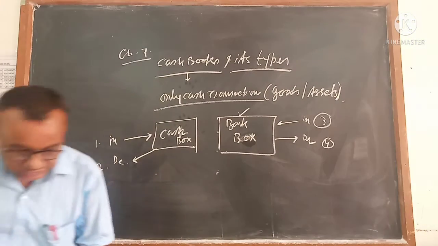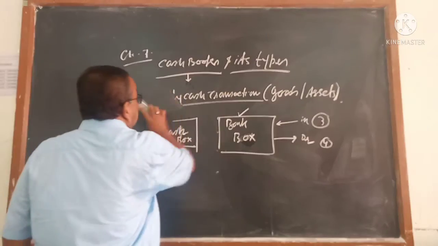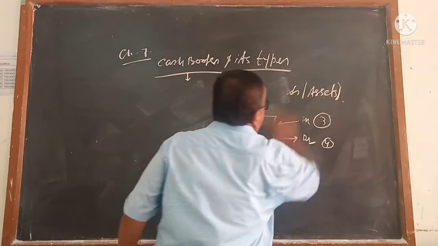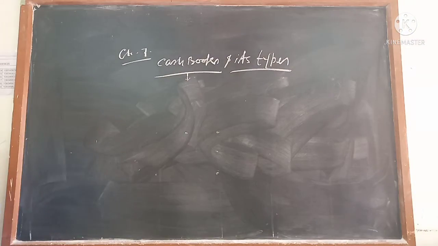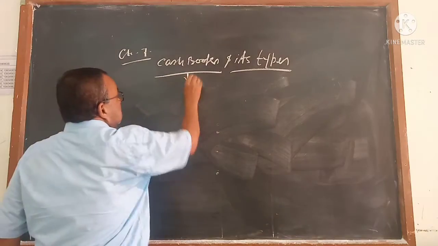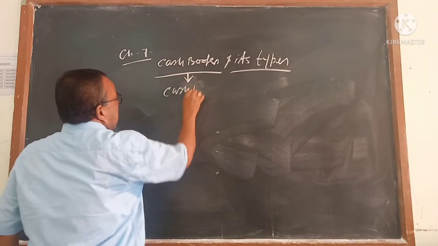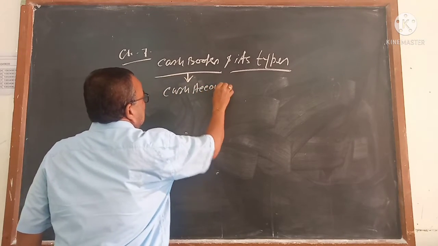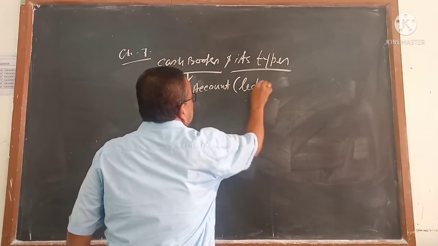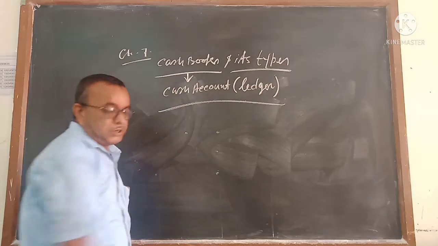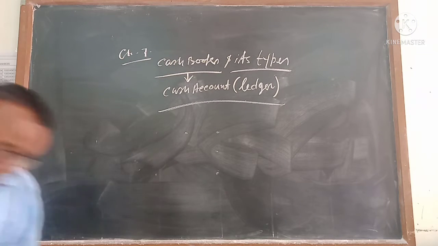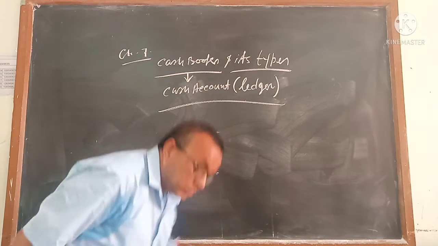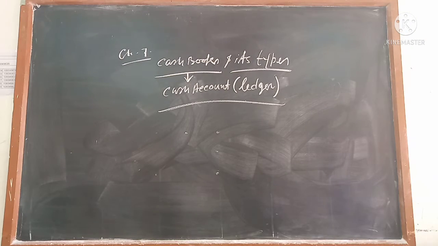Now, cash transactions and cash account are both the same. But cash account, I have still not taught you. Cash book and cash account are the same. It is there in the ledger chapter. When I teach you the ledger chapter, at that time I will tell you how you will do the cash account, and cash book are the same.